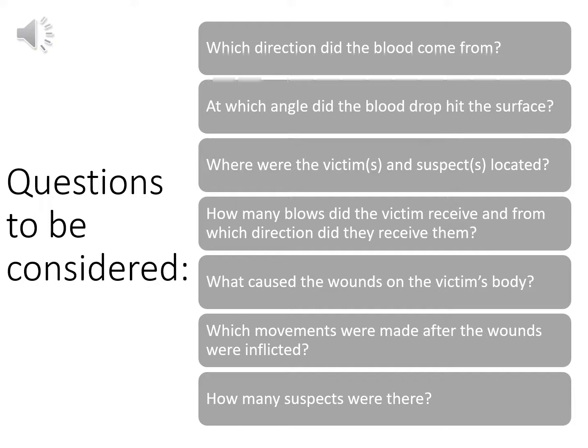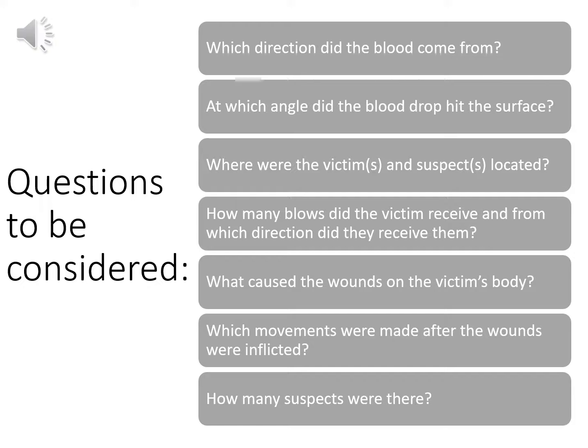Now, when blood stains are part of the physical evidence found at a scene, that leads to a number of questions, of course. So we'll just list them in order here. Which direction did the blood come from? And be careful, there may be some misconceptions about what that tail has to mean. At what angle did the blood drop hit the surface? So we'll look at, again, a little bit of trigonometry there.